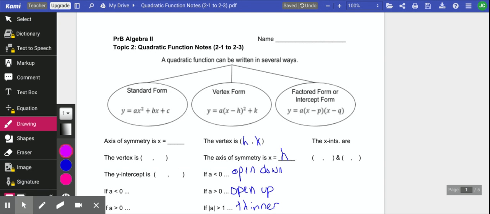So standard form looks like y equals ax squared plus bx plus c. You're really used to seeing this. It's pretty common. Now, we can find some things from standard form. We just have to do them a little bit differently.